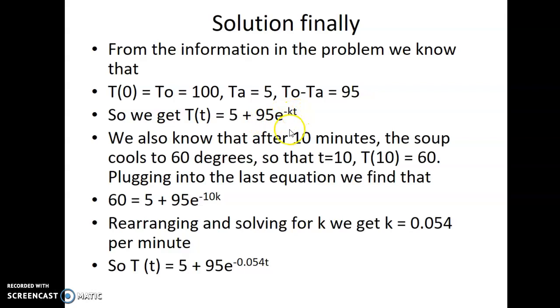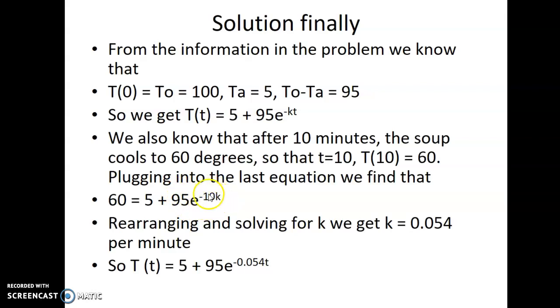Now, we have some data. We also know that after 10 minutes, Jim can get that soup down to 60 degrees. So we're going to plug this in to try to find this rate constant, k. We're going to plug in at time t, which, by the way, was 10 minutes. So the temperature of 60 degrees equals the ambient temperature of 5, plus the difference between initial and ambient, times e to the minus 10, that's 10 minutes, times k.